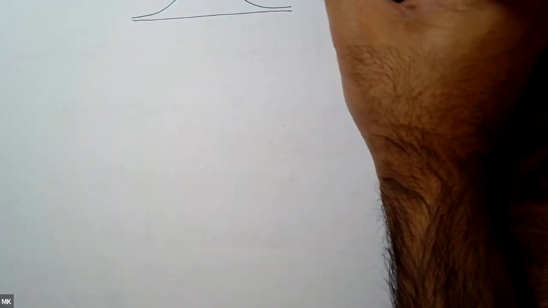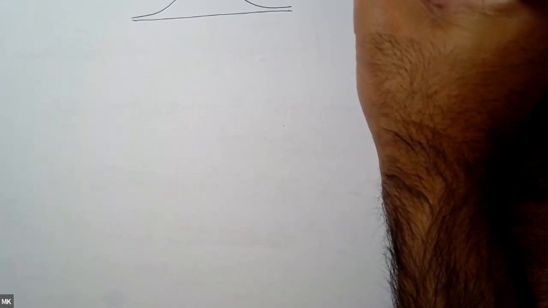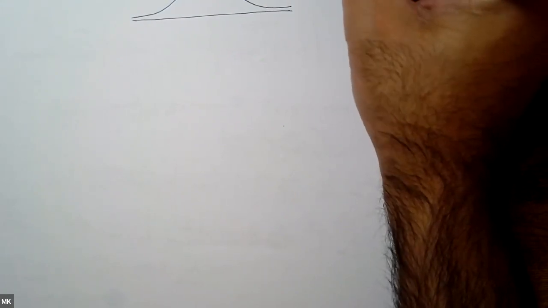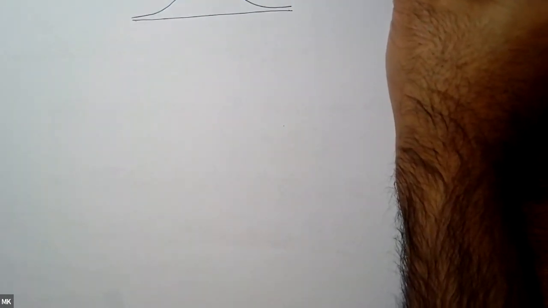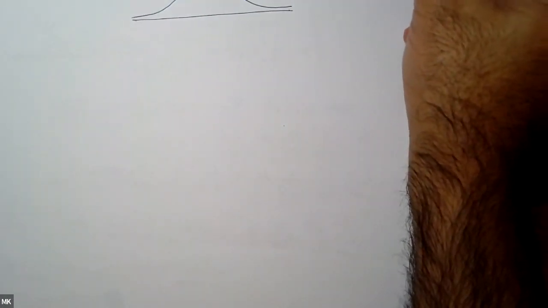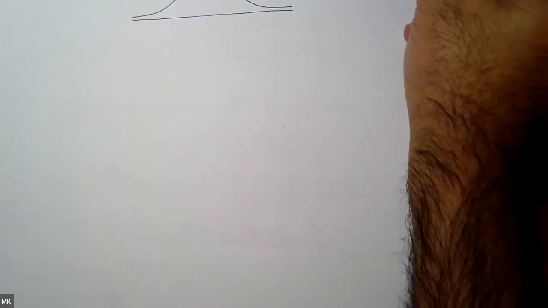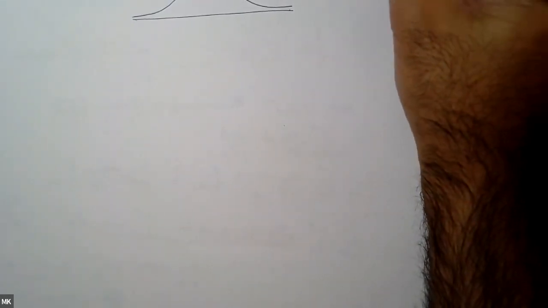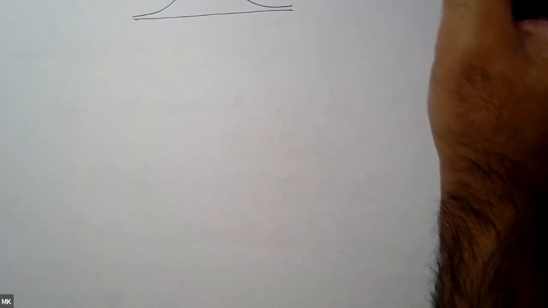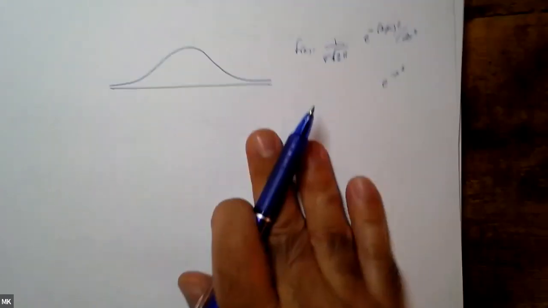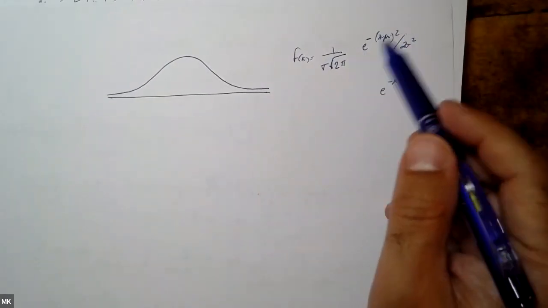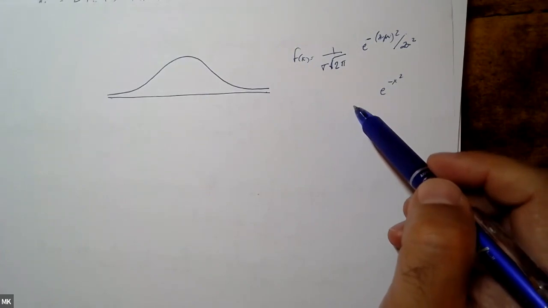The equation of it is 1 over sigma, and I explain what that is, square root of 2 pi, e to the negative (x minus mu) squared over 2 sigma squared. Now the parent function for this is e to the negative x squared. You just have some constants and numbers in there.